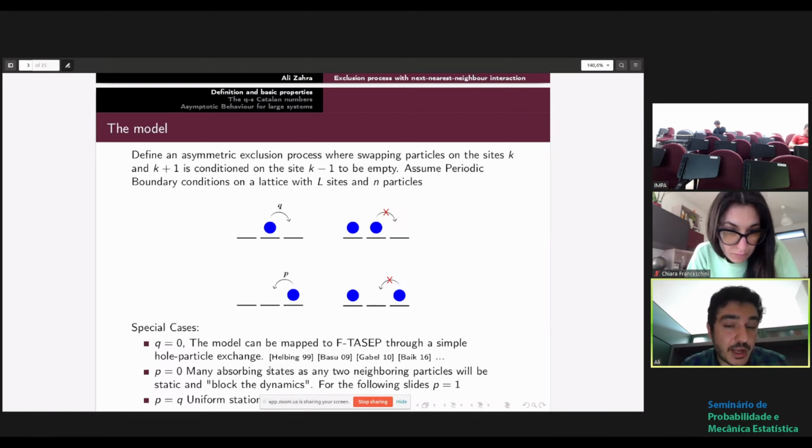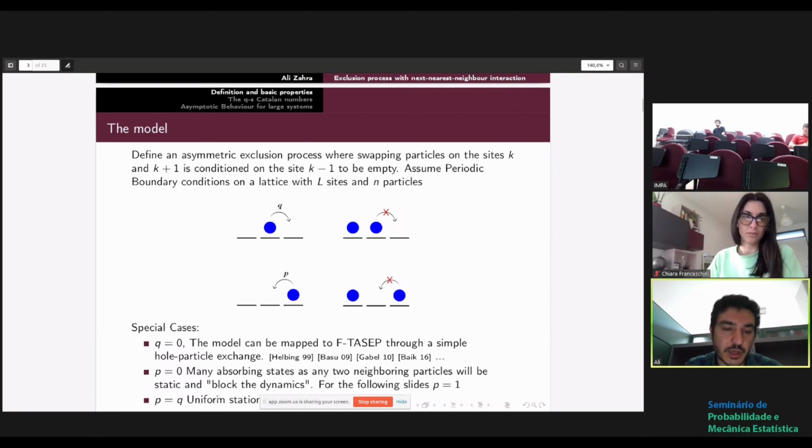But our model also has intrinsic properties which are different from the facilitated exclusion process, and in particular for systems which are less than half filled, the invariant measure is complicated. It's not as simple as for the facilitated one, and for exactly half filling, the model is much richer. That's what I'm going to show.